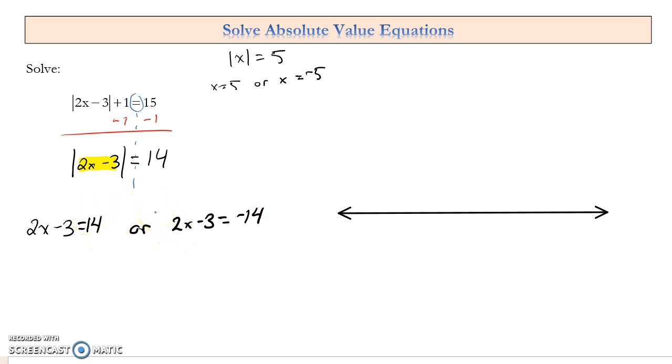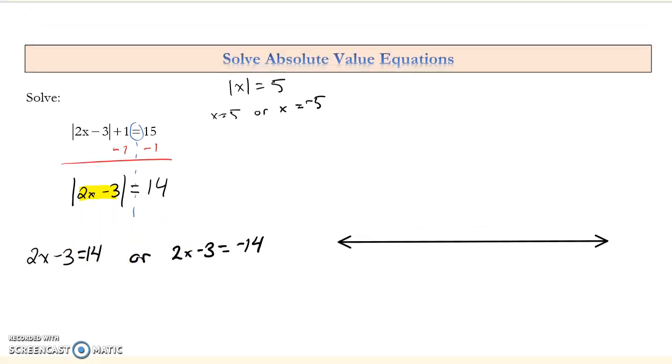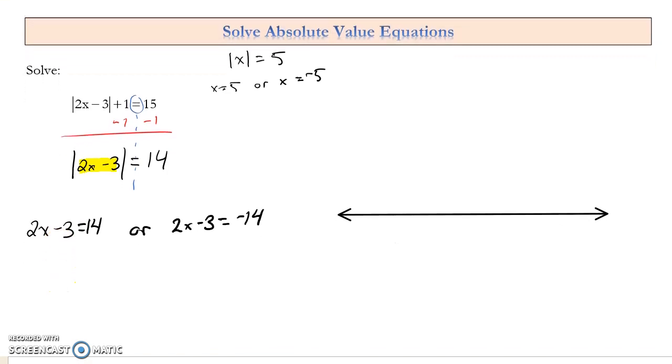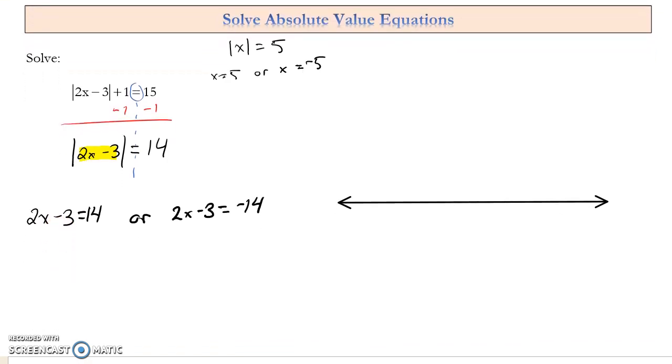These are not inequalities. So we solve the same way we've been solving for a couple chapters now. I'm going to add 3 to both sides, and I get 2x equals 17. Now I can divide both sides by 2, and I get x equals 17 over 2, or x equals 8.5.